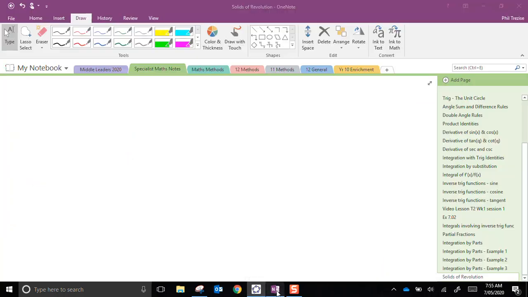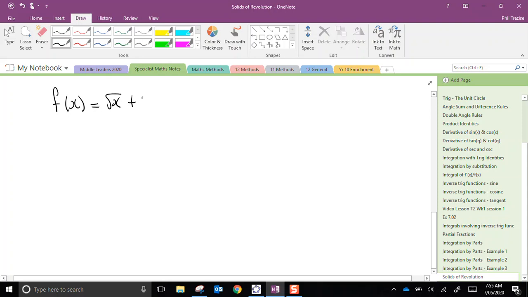So let's go back to our notes and see if we can do that. If I'll just write those things down. f of x, in my case, I wrote root x plus 1. I have a lower and upper bound of 1 and 3, so that's my domain. Then I was rotating about the x-axis.